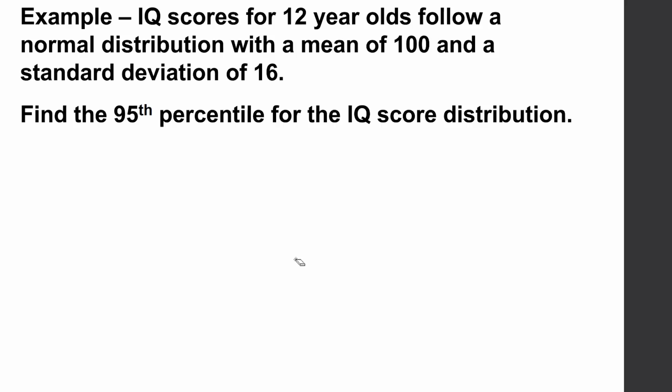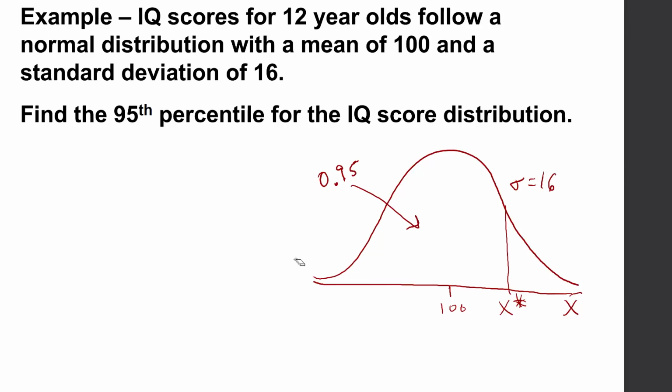All right, so now let's try a percentile. Find the 95th percentile for the IQ score distribution. Well, this is what our picture looks like. We want to find the X star, the value in the distribution, the IQ, such that 95% is below it.